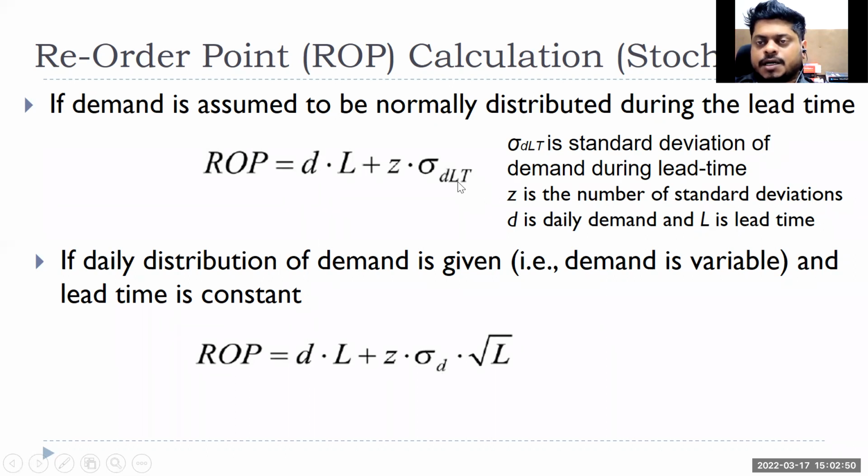DLT is demand distribution over lead time, right? Over that 1 week or 1 month. This sigma D is daily demand. What is the standard deviation in daily demand? Today you sold 10 packets, next day 12 packets, another day 15 packets, one more day 7 packets. So this variation, this standard deviation in daily demand, will be sigma D square root of L. L is the lead time. If you have a lead time of 7 days or 10 days or 9 days, you take the square root of that, right?